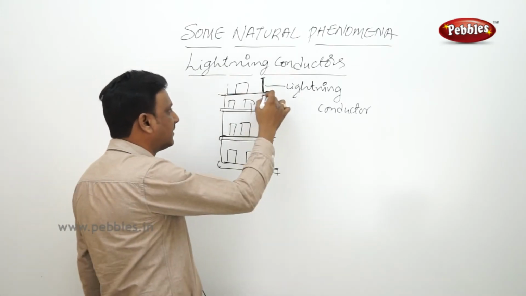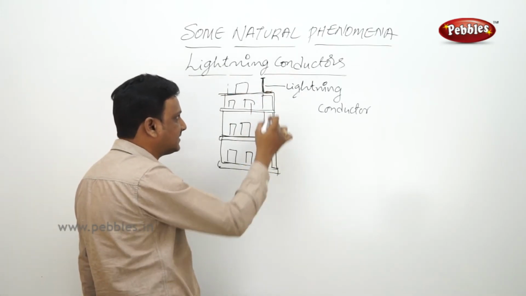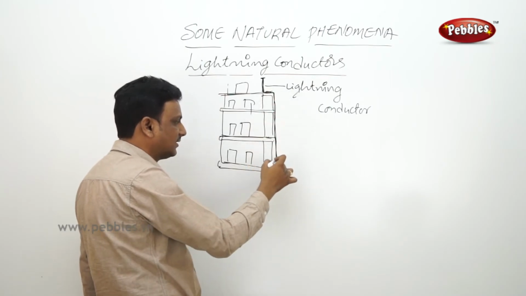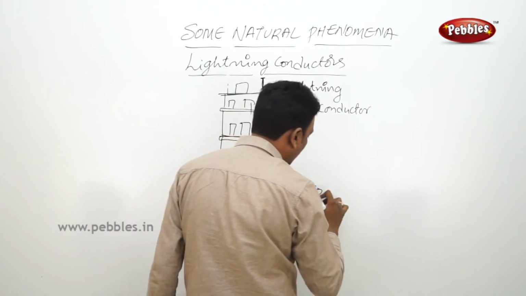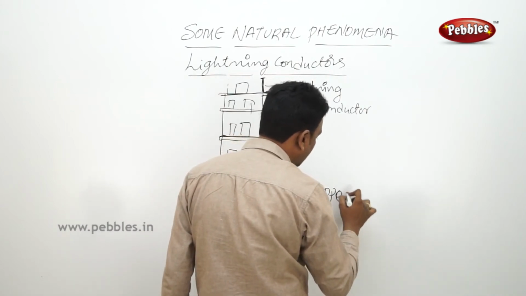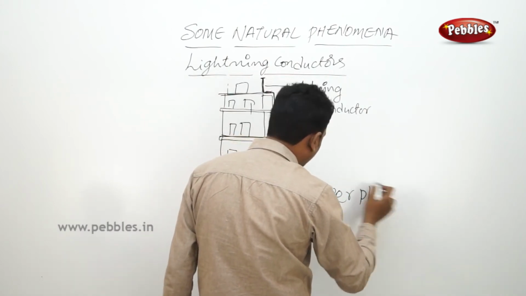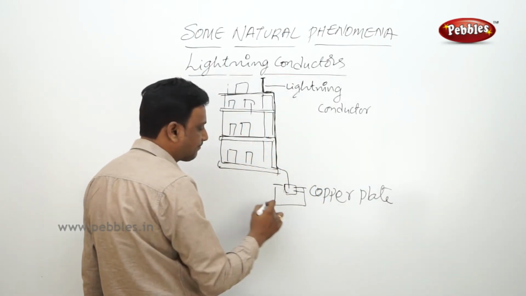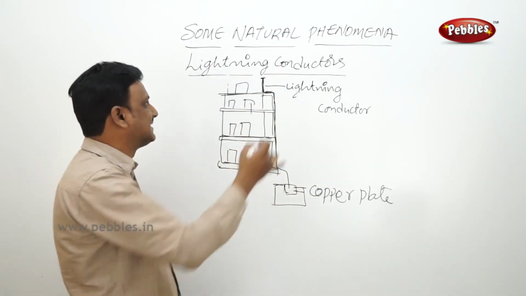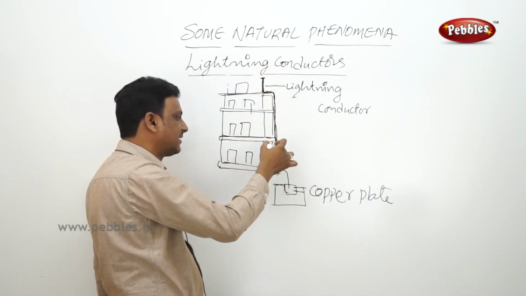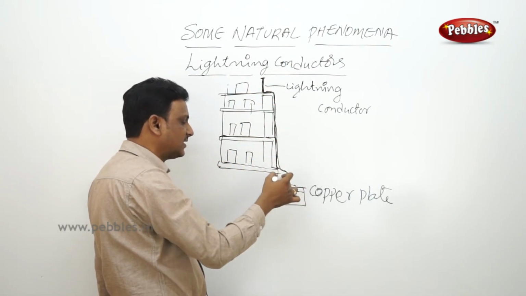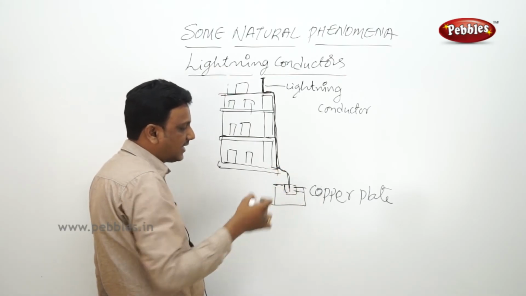The lightning conductor is connected to the ground by a safe connection, a grounding wire. At the end, it is connected to a copper plate. Copper is a good conductor of electricity. This copper plate is fixed in the soil, in the ground. So when there is electric discharge, the lightning conductor takes the electricity, and this electric current is passed through this special metal wire and reaches the ground.